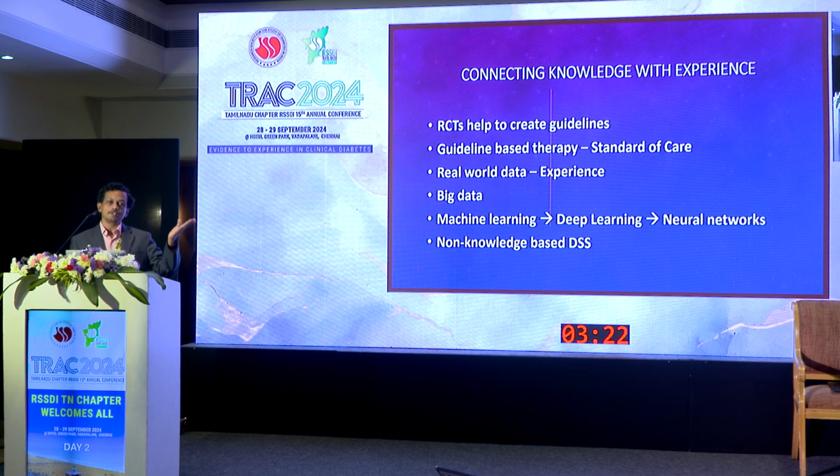So in the real world, still some of the patients, even with discontinued therapy, might be having lower A1C, and some of the patients might be having higher A1C in spite of adherence. All these things are permutations and combinations in the real world. So in such a way, we get huge data in the real world which needs to be clustered, and for which machine learning, deep learning as well as neural networks help. And here we get the non-knowledge based decision support system, which is the machine learning model.